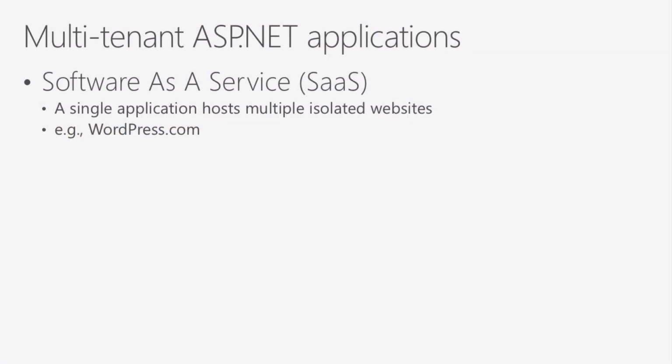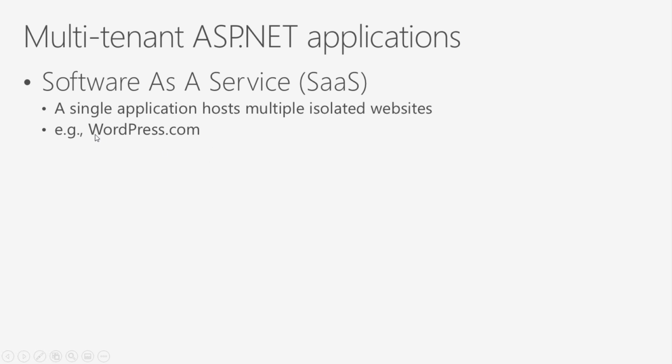A multi-tenant application is an application that will be deployed once, but will be able to host as many websites as you want with a single deployment. Typically, that's what we call software as a service, when you deploy once, but you can provision as many sites for each customer or as many services. So a single application can host multiple isolated websites.